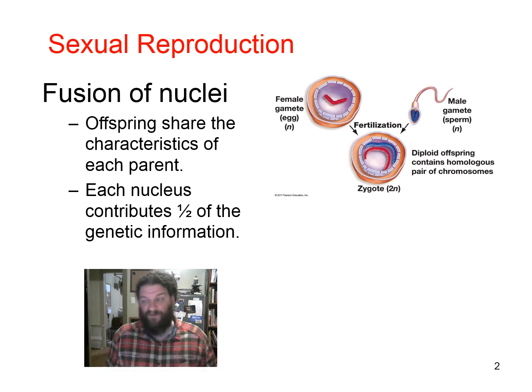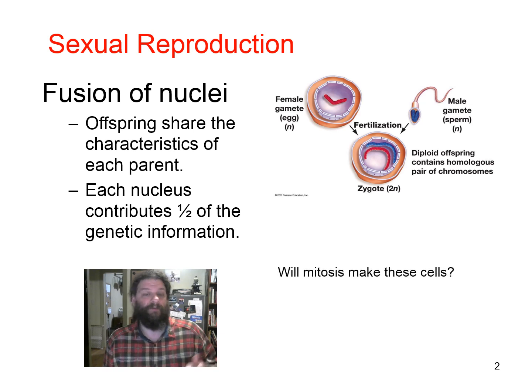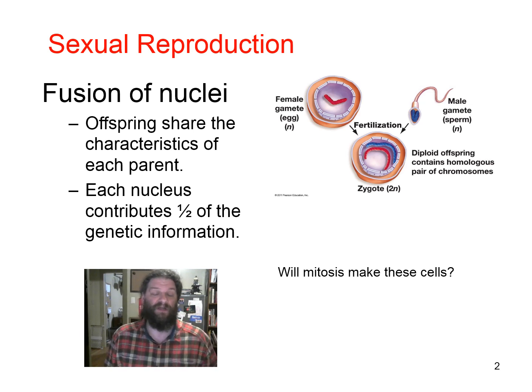Now, what we're going to look into is the type of cell division that makes those cells that are going to come together and fuse, and talk about how you can get genetically different gametes, even if we're getting them from a hermaphrodite, a single parent. Since mitosis is the asexual version, you end up with identical cells. Mitosis is not going to be able to make these cells that are going to fuse together. We need a different type of cell division.